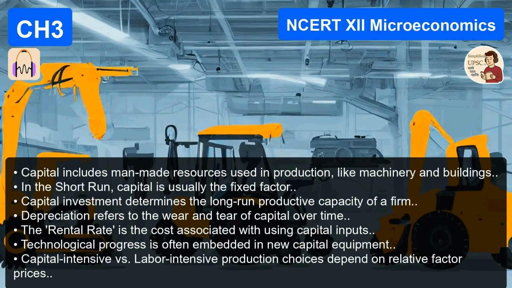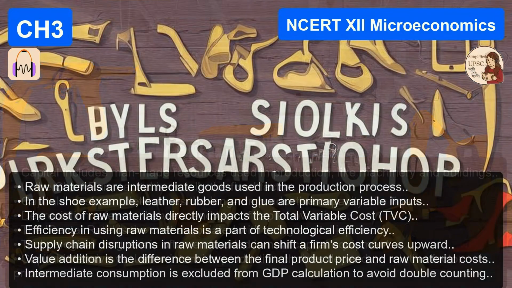That makes perfect sense. It's like getting a better oven for your bakery. Same ingredients, same baker, but the bread rises faster or bakes more evenly. Exactly. This is why economists say that technology shifts the production curve upward. You get more for less.